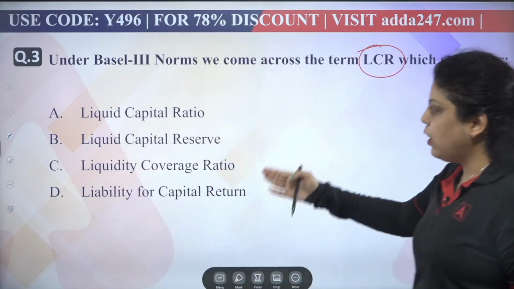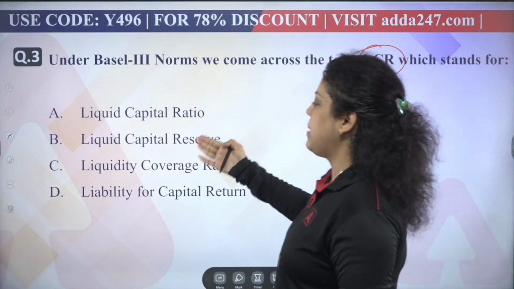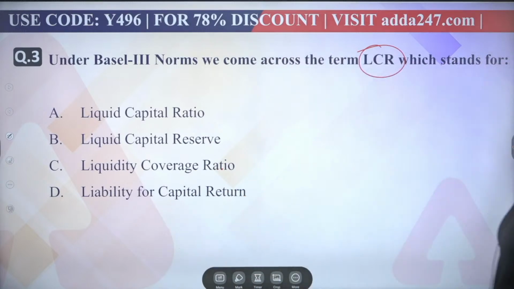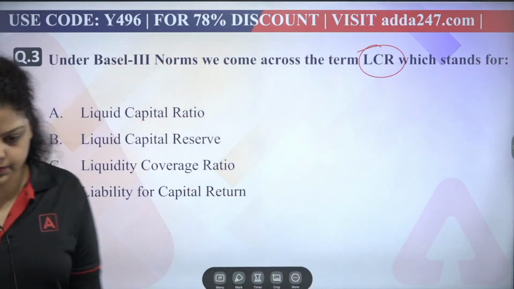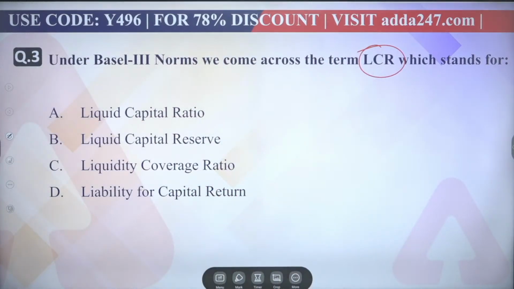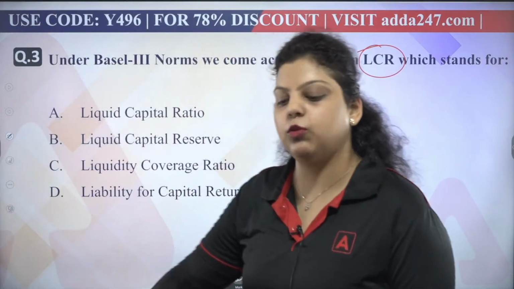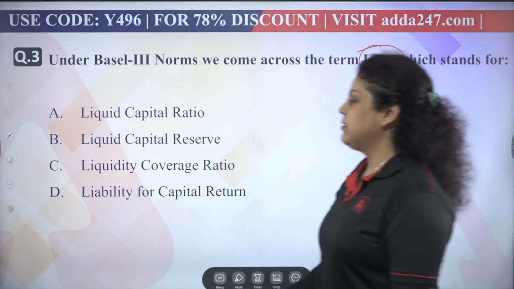So which full form is it? Is it liquidity capital ratio? Is it liquidity capital reserve? It is liquidity coverage ratio. Is it liquidity for capital return? Which of the following is correct? Third is C. Okay. Purna is saying C, Santosh is saying C, Natarajan is saying C, Shiva is saying C. Everyone is going with option C. So the right answer is liquidity coverage ratio.